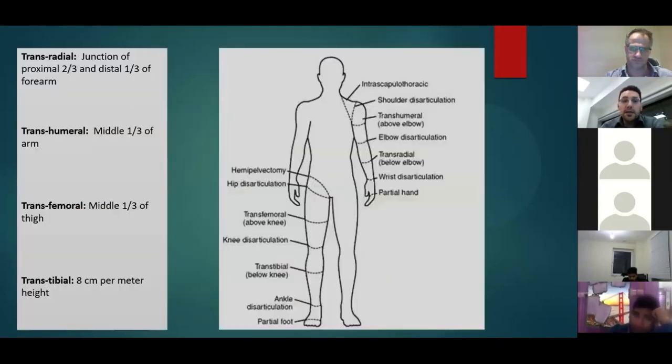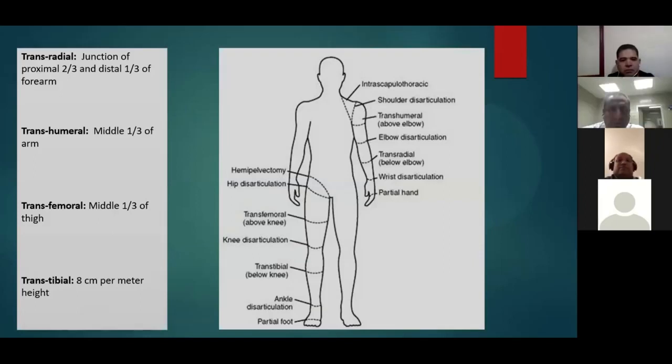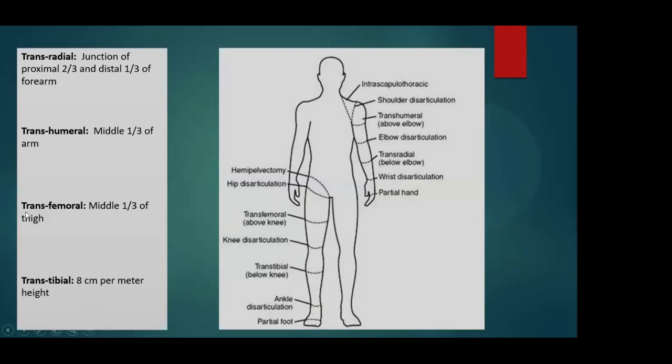So bear that in mind. In terms of the optimum level of amputation, this is an illustration of common levels of amputation. If you look at the transradial or forearm amputation, the ideal or optimal level is the junction between the proximal 2/3 and distal 1/3. Transfemoral at the middle 1/3 of the arm.